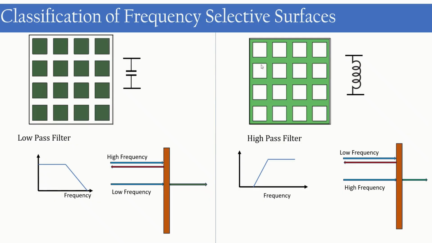Now we are going to see how the response of high pass filter will look like. High pass filter is the dual of the low pass filter. Here you can see that if you take the dual of these patches, we will be getting a high pass filter. So let's see how we can do that in CST.